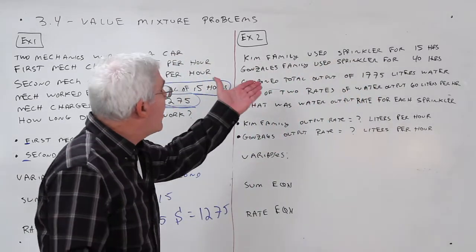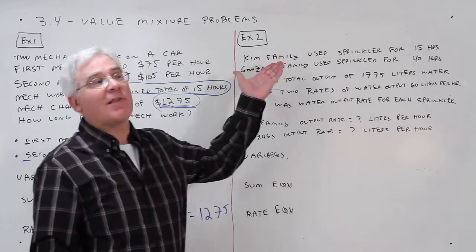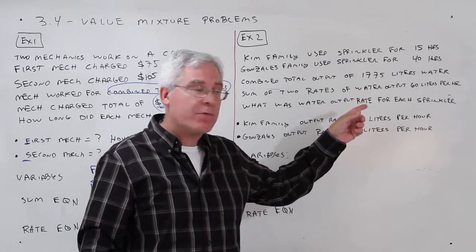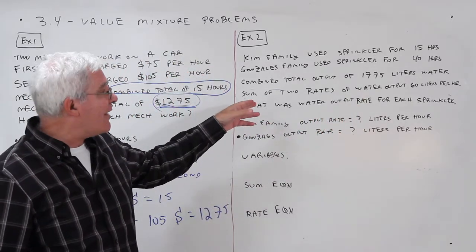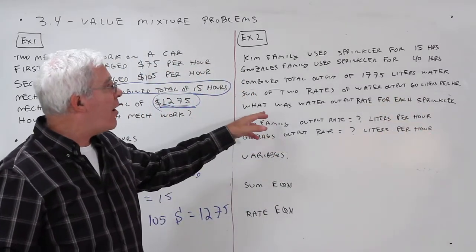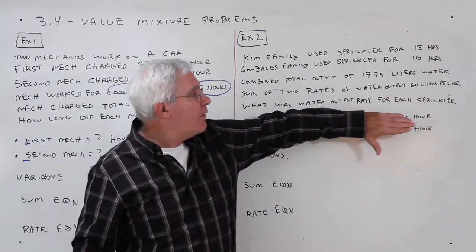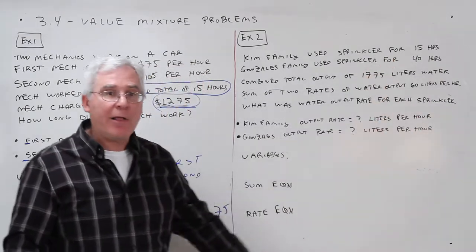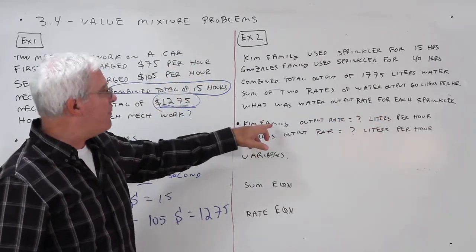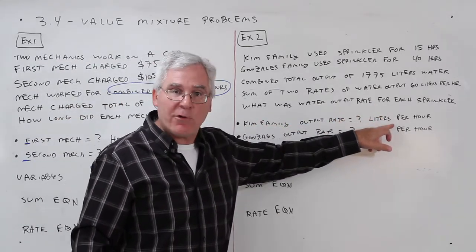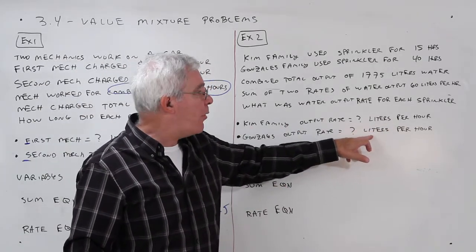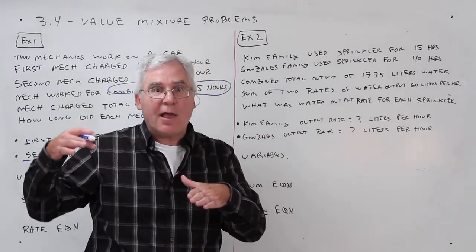Example 2. Kim family used a sprinkler for 15 hours, Gonzalez family for 40 hours, combined total output of 1775 liters of water. The sum of the two rates of water output was 60 liters per hour. What was the water output rate for each sprinkler? So that's what you'll see in Alex, and then you'll have to do all of this rest on your own. So water output rate for each sprinkler, so I said the Kim family output rate is how many liters per hour. Gonzalez output rate, how many liters per hour. Again, when you see a rate, it should be per unit time, typically.